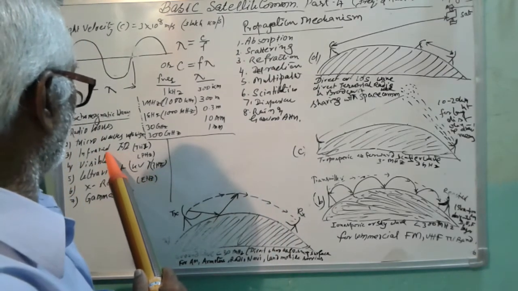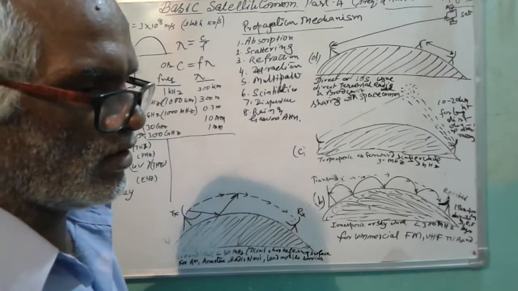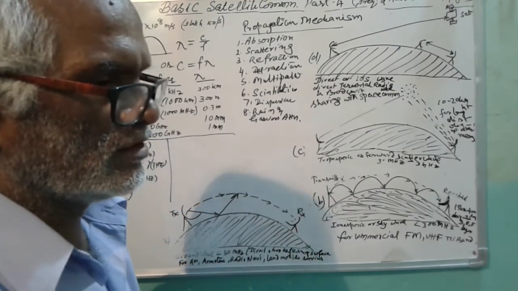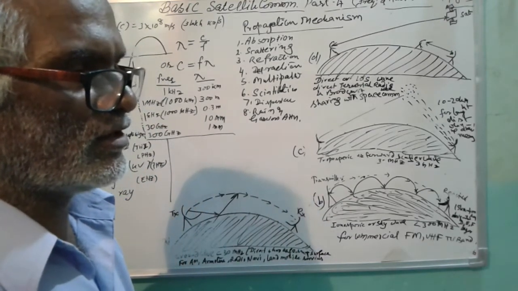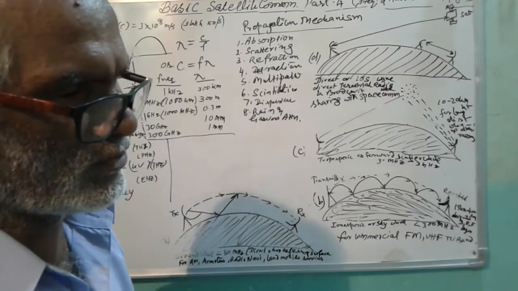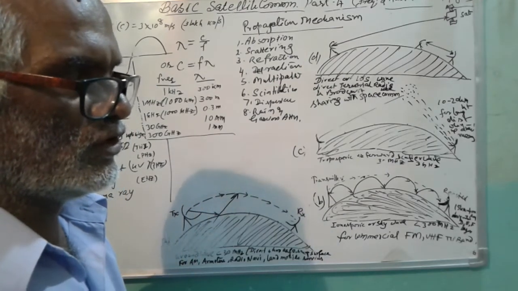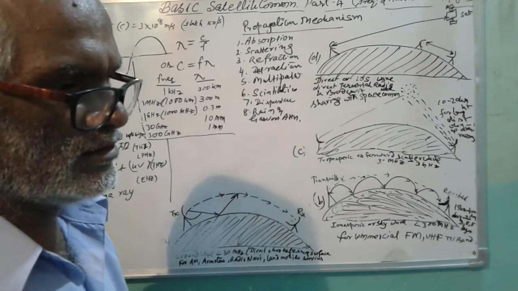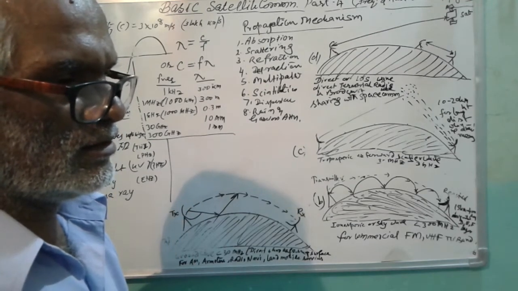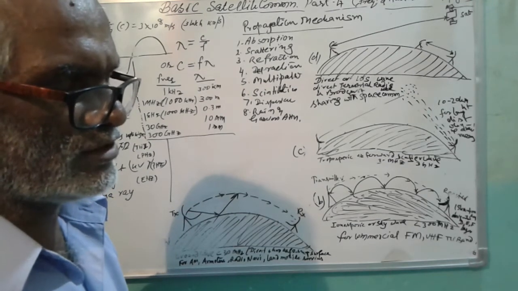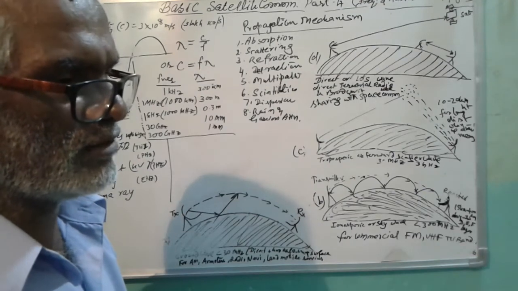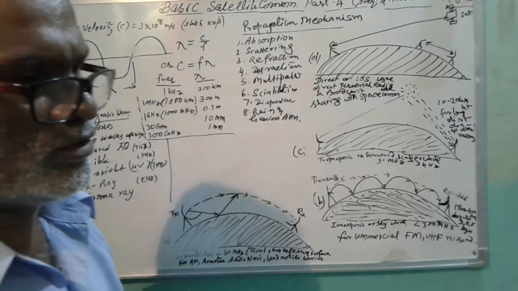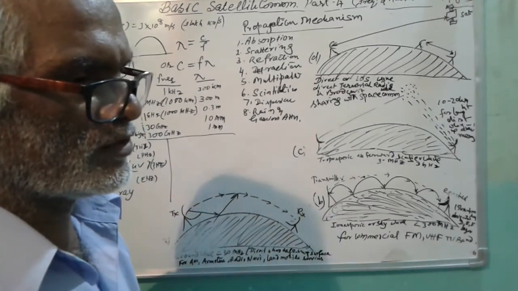In OFC, optical fiber communications, around 1550 nanometer wavelength is used, and those are again divided into two types, single mode and multi-mode.